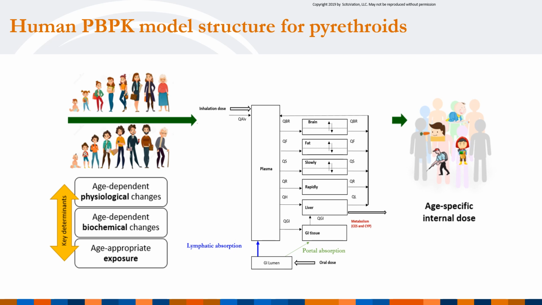So what about the human PBPK model structure? The structure of the human life stage PBPK model for pyrethroid is based on the rat PBPK model. There are only two modifications compared to the rat. First, we removed the metabolic contribution of carboxylesterase to pyrethroid hydrolysis in plasma, because carboxylesterase is not present in human plasma. So no significant hydrolysis of pyrethroid in plasma is expected in humans.